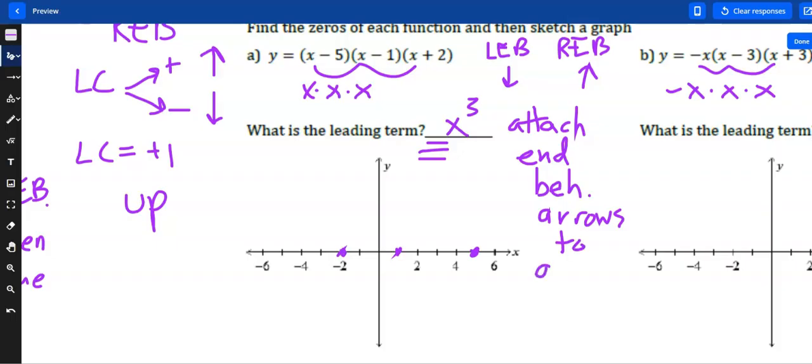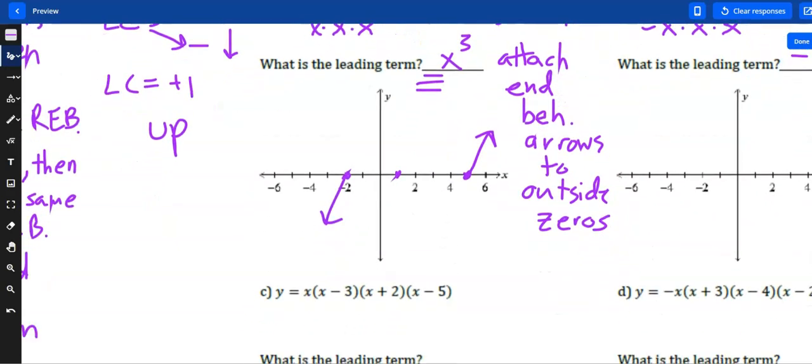To the outside zeros. Attach it to that outside zero on the right and that outside zero on the left. Now the next part is where we have to decide what goes on in between. This is where those multiplicities come into play.